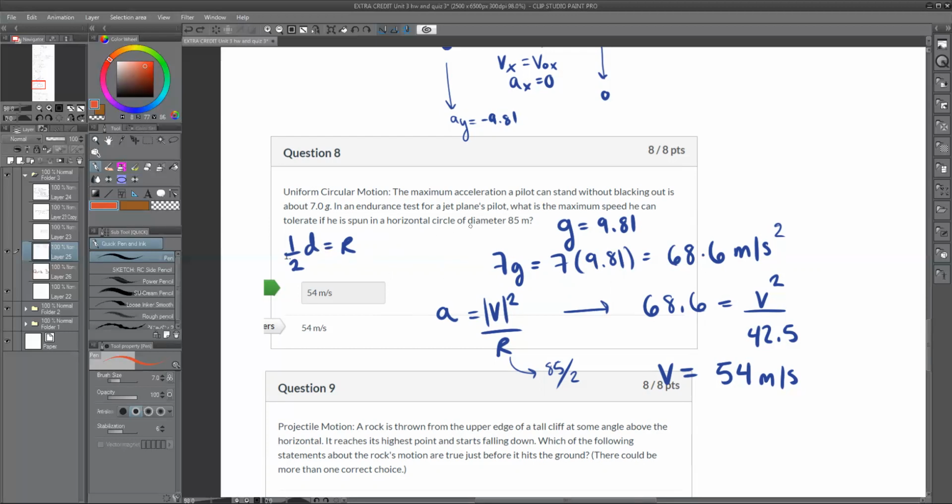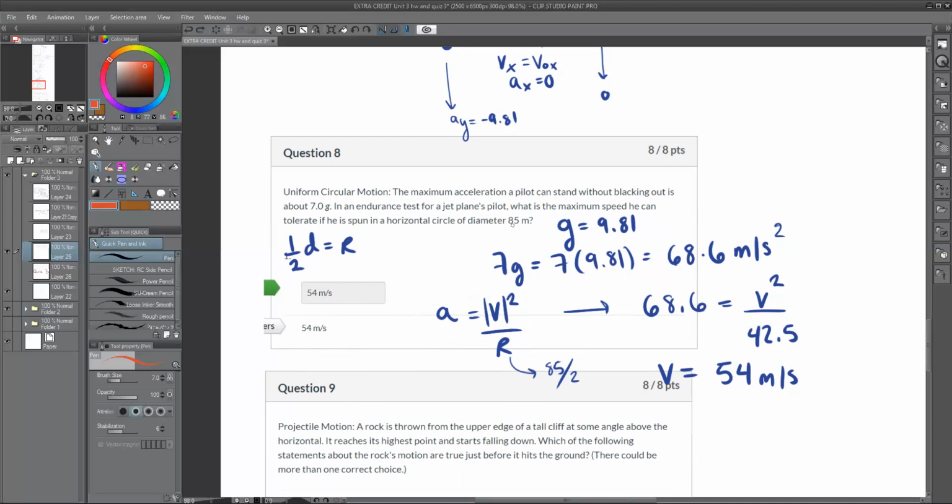And it gives you the diameter. The equation that we're going to use is the acceleration in a circle, the circular acceleration, is equal to velocity squared over r. We're not given r, we're given diameter. Diameter is like the full length of a circle, and the radius is just 1/2 of the diameter.